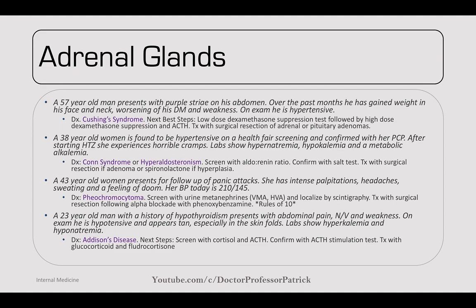And you can screen for this with an aldo-renin ratio, and you want to confirm with a saline suppression test. So treat with surgical resection if there's an adenoma, or spironolactone if there's hyperplasia or bilateral adenomas. So now we've got a 43-year-old woman who presents for follow-up for panic attacks.